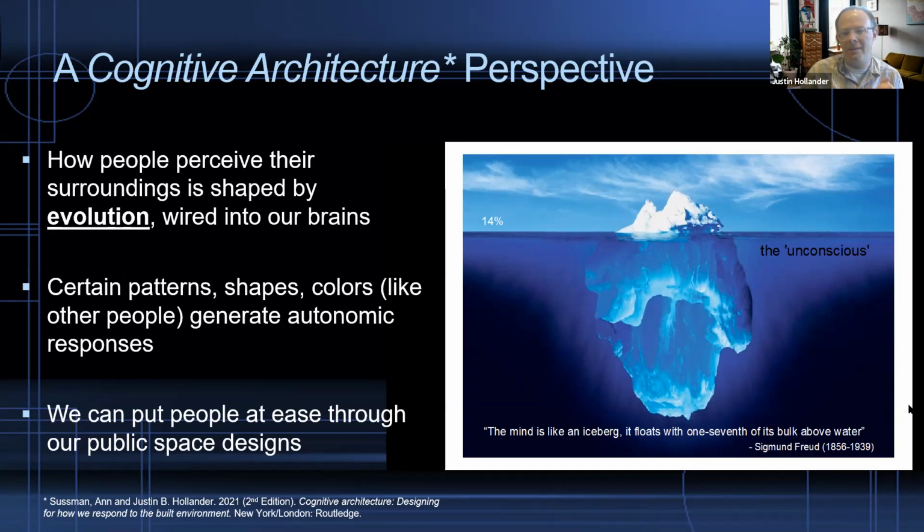So Sigmund Freud, back in the 19th century, talked about how the mind is like an iceberg. It floats with 1/7 of its bulk above water. Scientists today believe the unconscious actually represents even more than 6/7. We're mainly experiencing the world around us, in public spaces, in buildings, in architecture, mainly unconsciously. And so this is in many ways the consummate failure of urban planning and design, because we don't plan for the unconscious, and that's really what I want to talk to you guys about today.